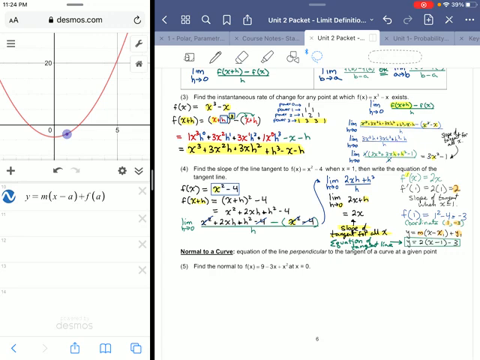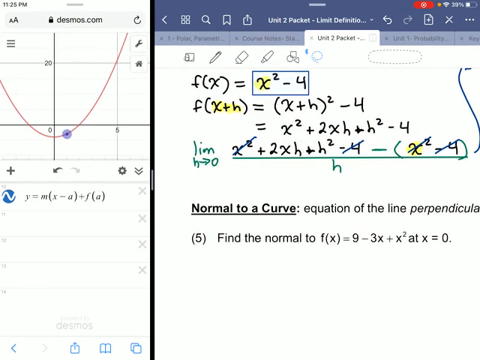Now, the last thing on this page is talking about a normal to a curve. It seems like we got another throw-in topic on the last problem, just when we thought we were done. Equation of the line perpendicular to the tangent of a curve at a given point. Essentially, it's the same concept. So I'll take you through this a little bit quicker, because essentially it's just what we did in number 4 with one little tweak in the last step.